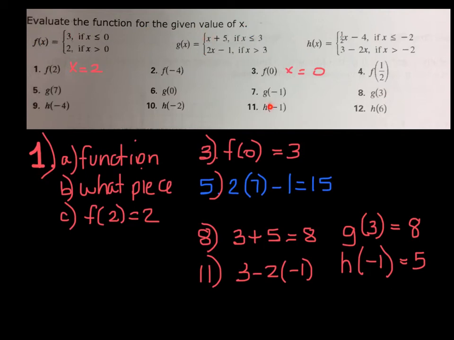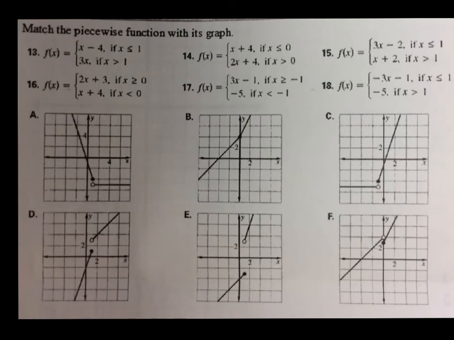For 11, h of negative 1. So now I've gone to the h function. Negative 1 is not less than or equal to negative 2. It's greater than negative 2. So I'm going to plug the negative 1 right in there. Don't forget, when I plug in, it's always in parentheses. I think for the matter of time, we're going to skip this page and do it in class tomorrow.